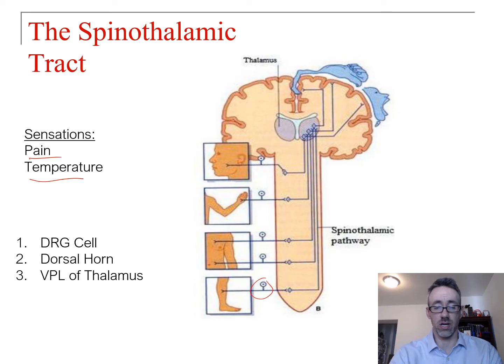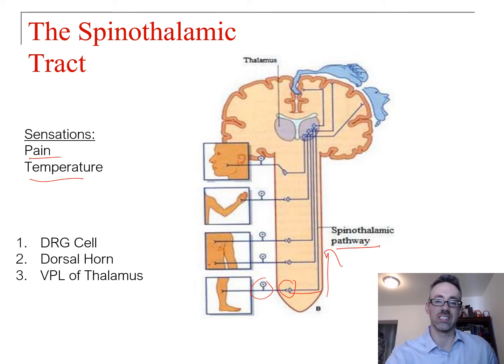So the cell body is located in the dorsal root ganglion, as it was for the other types of sensation. However, when it enters the spinal cord, it synapses right away. When it synapses there in the gray matter of the spinal cord, it's then going to cross the spinal cord at the same level it came in at, and then that's going to ascend, and we call that the spinothalamic pathway in that anterolateral region of the spinal cord.